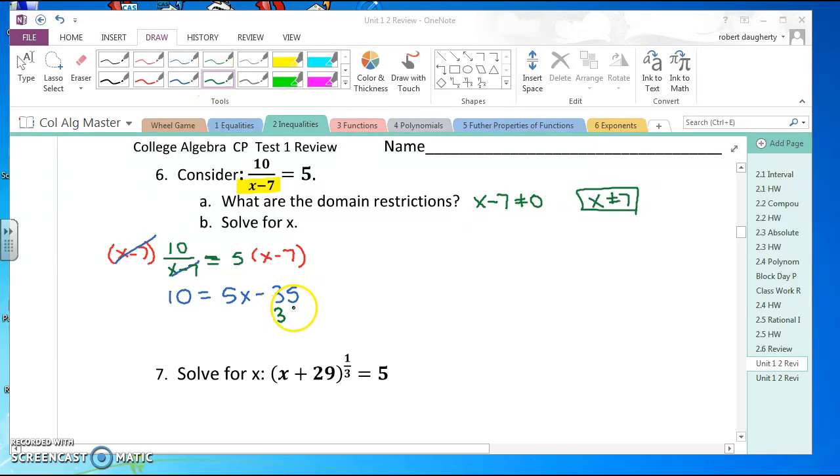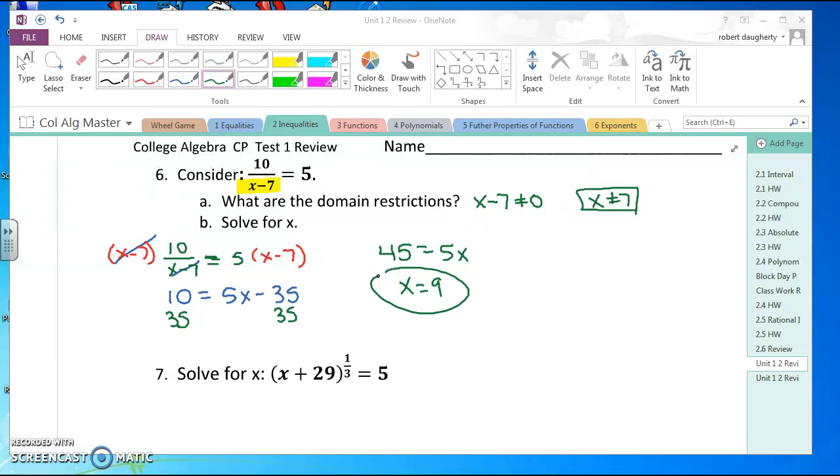If I add 35 to both sides, then I get 45 equals 5x. Therefore, x is equal to 9. That does not violate my exclusion that x could not be 7. So that's the solution, x equals 9.